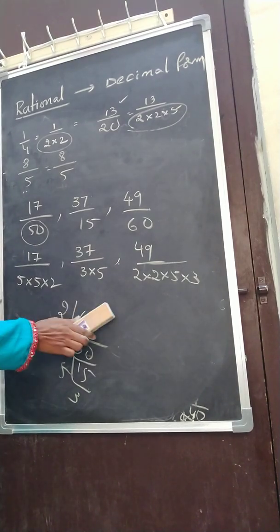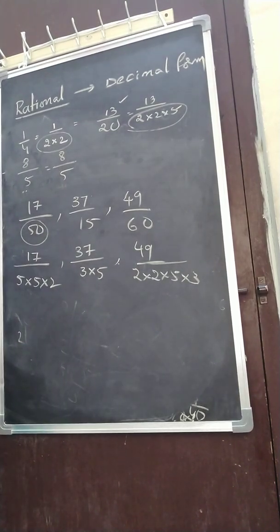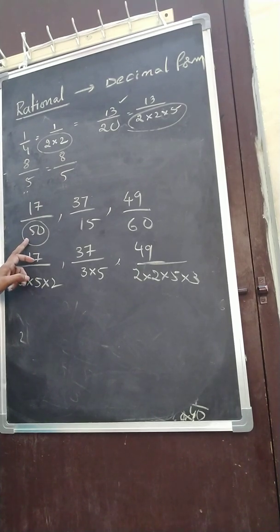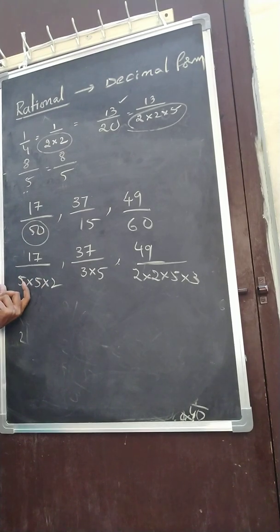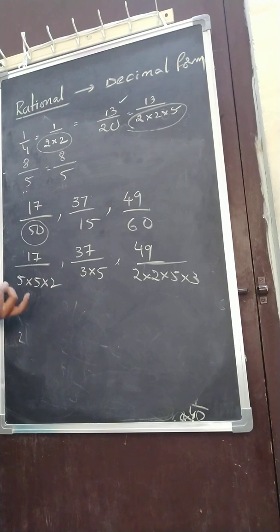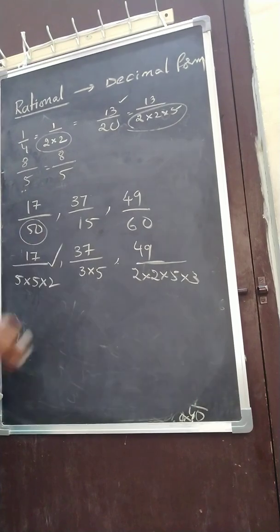Now let us check which are terminating and which are non-terminating. 17 by 50, we can say it is terminating. Why? Because the denominator is written as prime factors of 2's and 5's. So our condition is it must be either only 2's or only 5's or both. If any other number is there instead, it's not terminating. So that's why this is terminating.